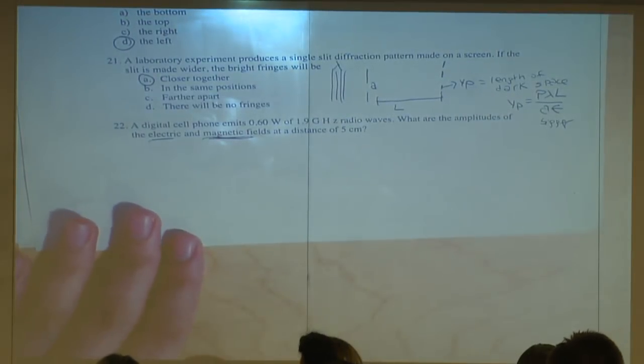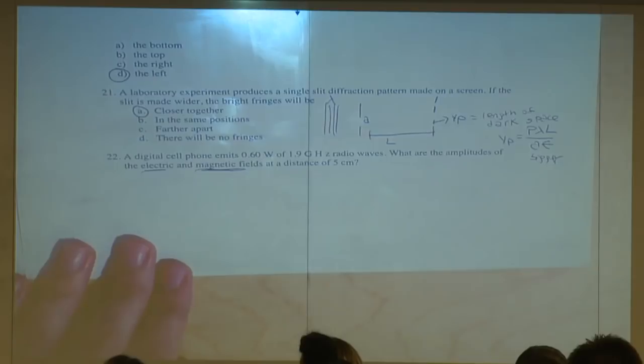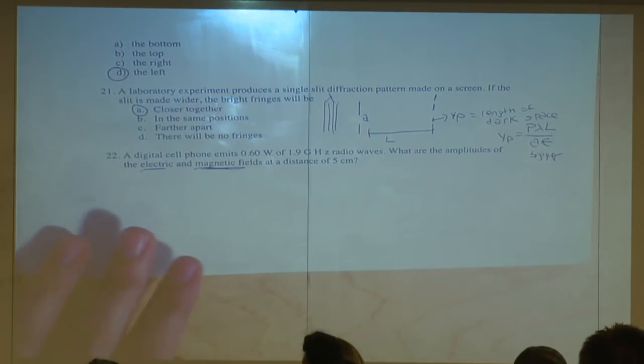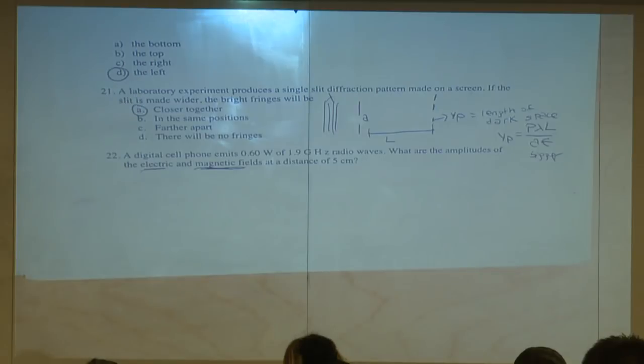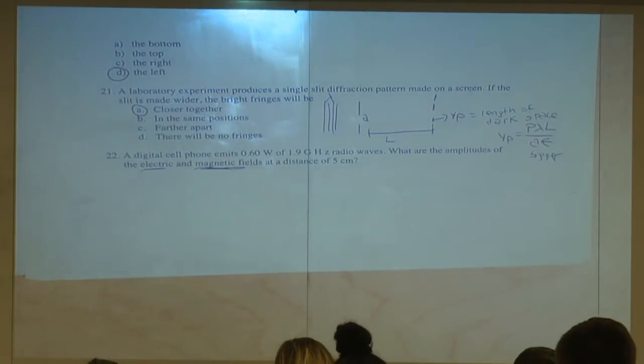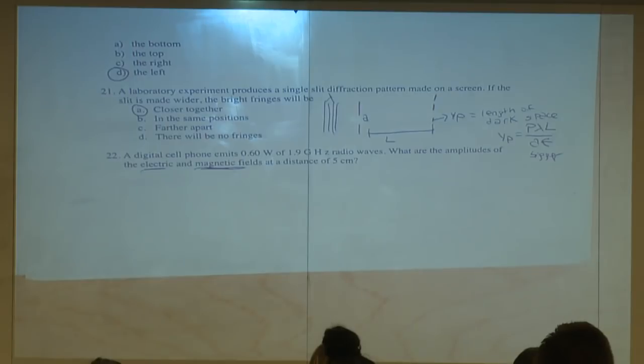Sorry, can we go back to 21 for a second? Yeah, sure. What was the question? You said YP is the length of the dark space, right? It's the distance between the bright spaces. So if that's the distance of the bright spaces, and A is increasing, YP is also increasing. I don't know why I flipped it. Wait. If A is increasing, shouldn't YP be decreasing? Wouldn't the space be farther apart?